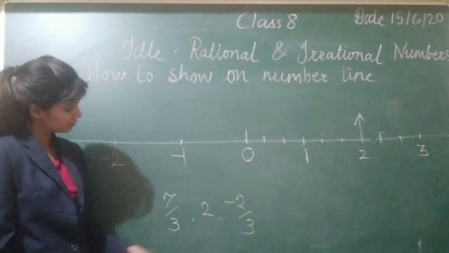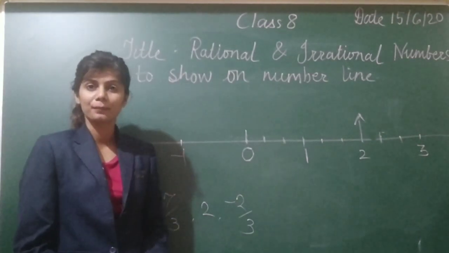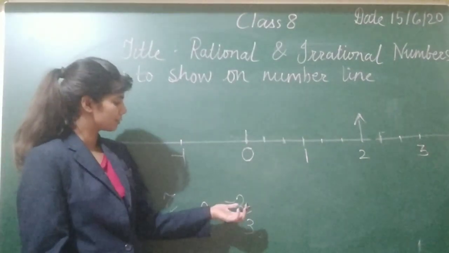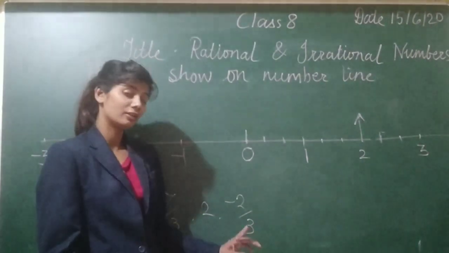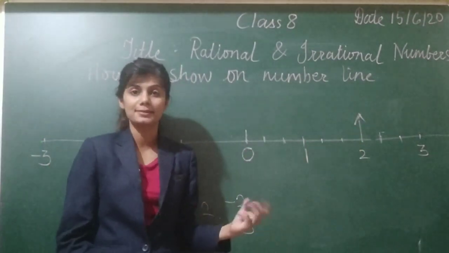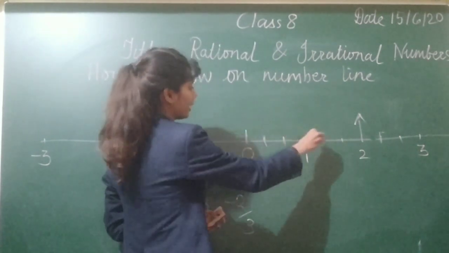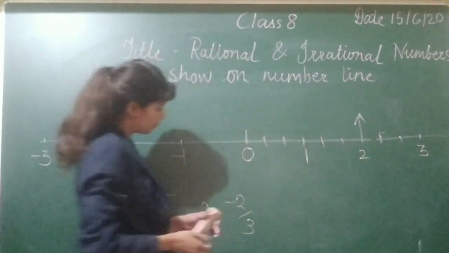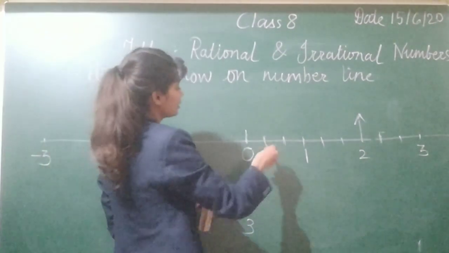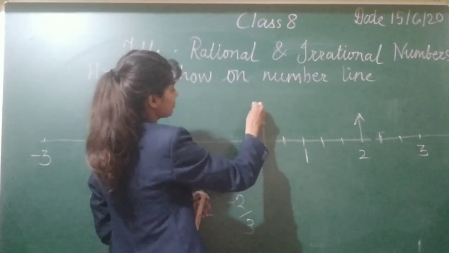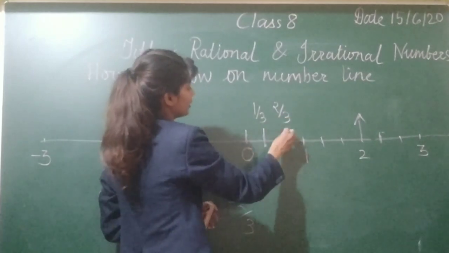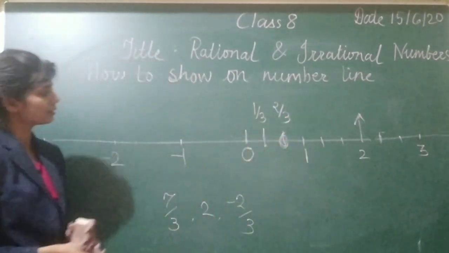Now the next one. Minus 2 by 3. Now forget about the minus sign. We will first decide where is this 2 by 3. Again the denominator value is 3. So we will divide every unit into 3 equal parts. So I have already divided this number line. Minus 2 by 3. First we will see 2 by 3. So the first line has value 1 by 3 and the second has 2 by 3. That means we have got a point, right?